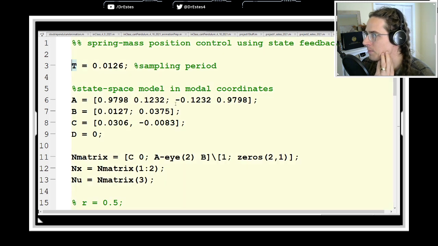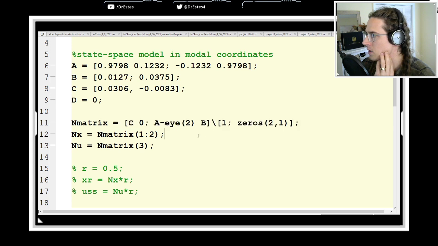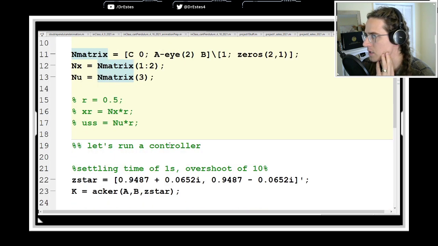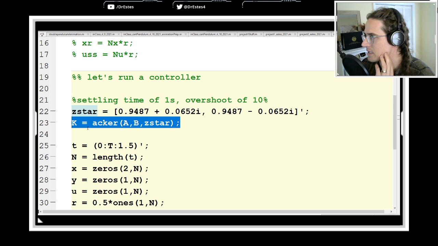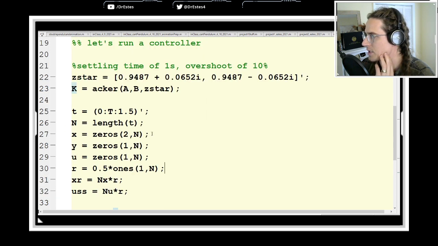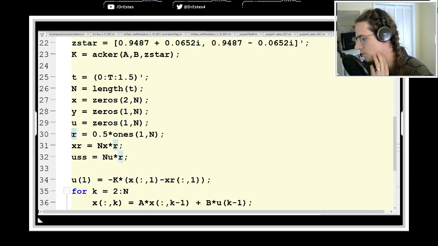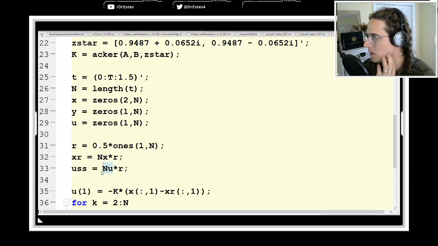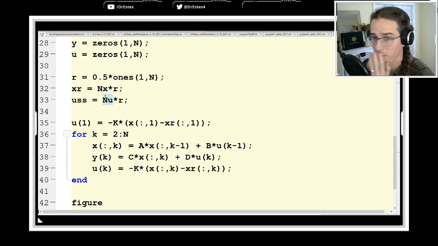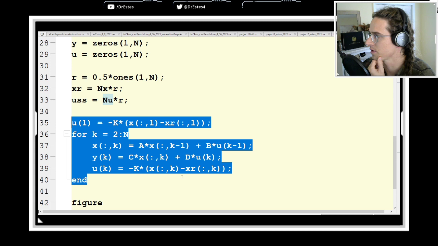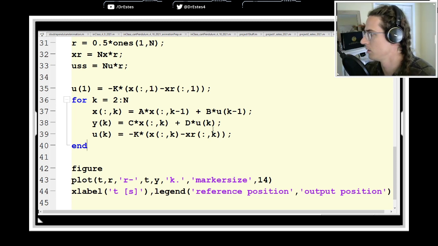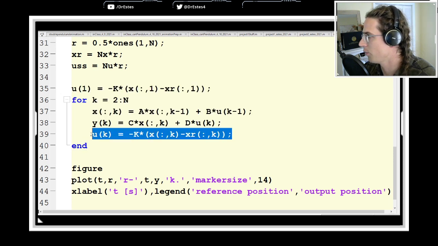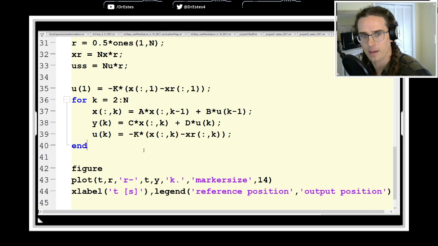We made our A, B, C, D, and we got our sampling period. We have this to solve for NX and NU, and we're going to use NX to get our reference states. So I defined the Z star. Based on Z star, we use the Ackermann formula to get the feedback gain. This is just initializing all these variables. This is defining the reference states, what I want my steady state control to converge to, but we don't right now. Then we have this standard for loop where we haven't even worried about estimation yet, because I just wanted to show you that even if you perfectly know the states, this controller is not quite what we need it to be yet, because it's not type 1.